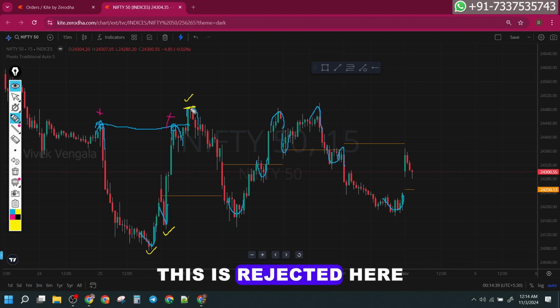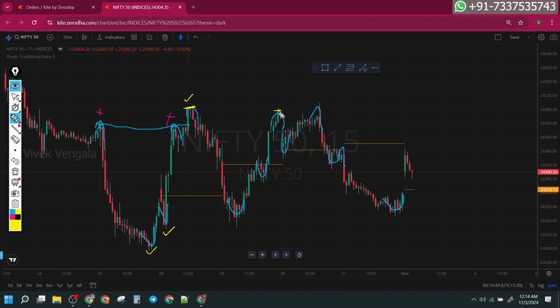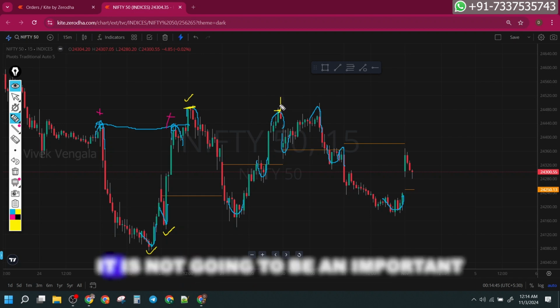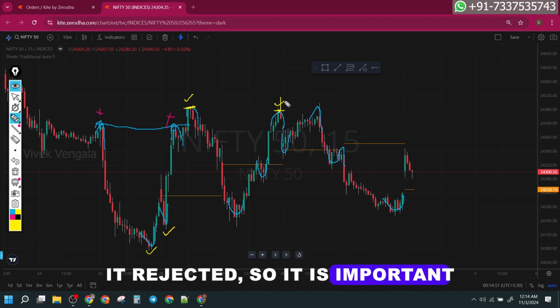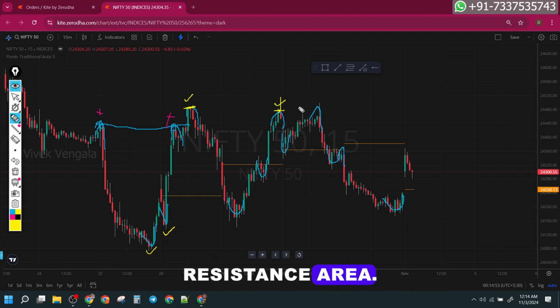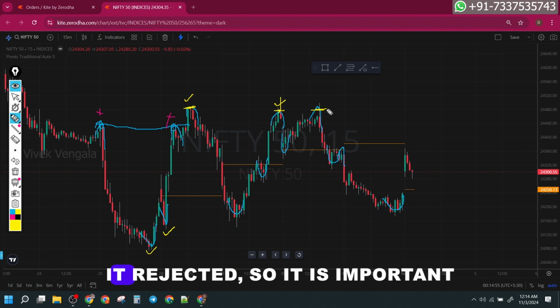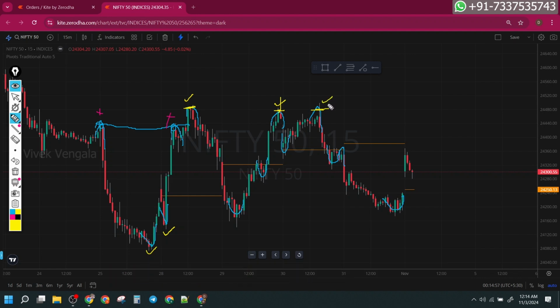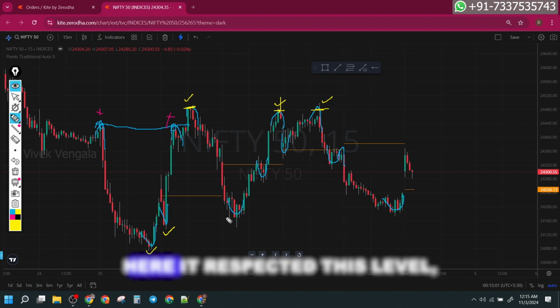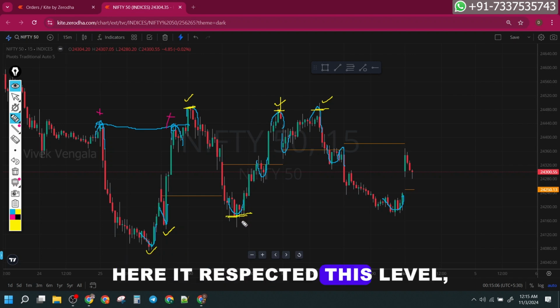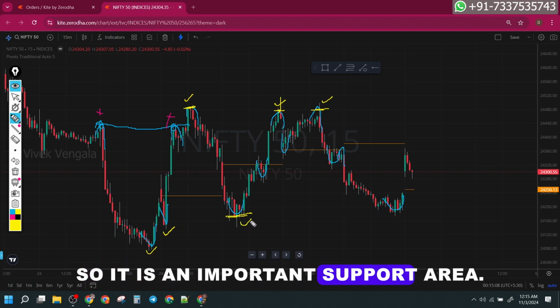This is rejected here the first time, and after that it got rejected again. If it's broken here, it is not going to be an important resistance area anymore. It rejected, so it is an important resistance area, and here also it rejected, so it is an important resistance area. And for support area, here it respected this level, so it is an important support area.